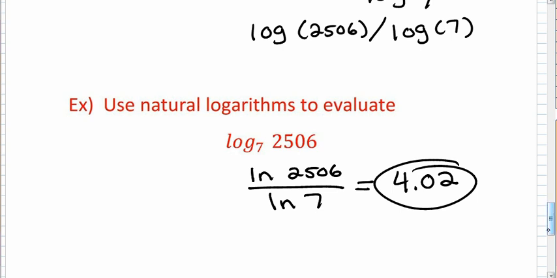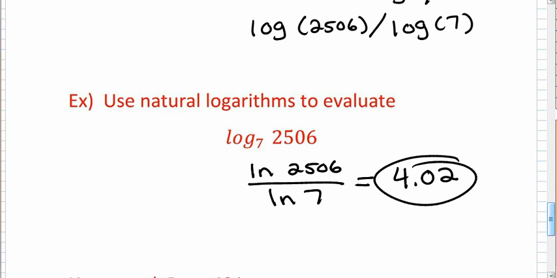So there's two ways to do it. You can either do common logarithms or natural logarithms. You get the same answer either way.